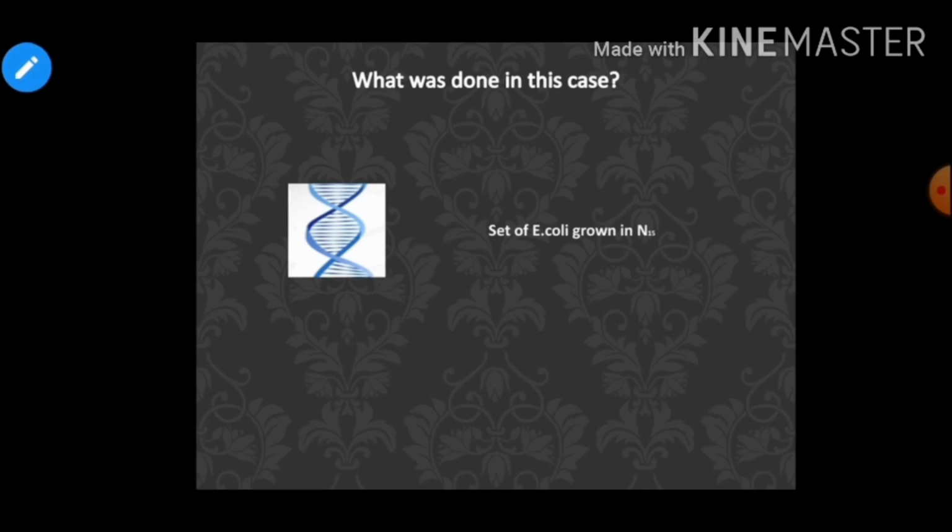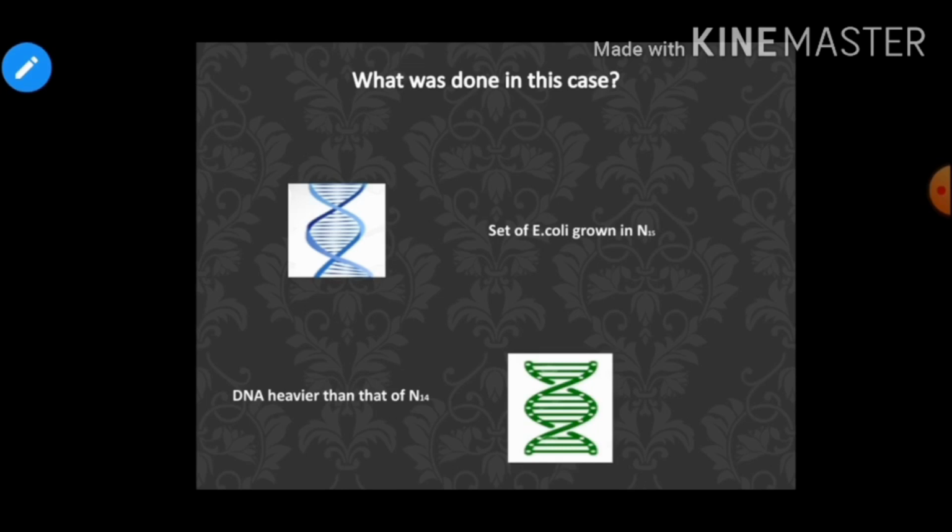So there was another set of E. coli which was grown in a medium of N14. So here again the DNA of this E. coli with N14, जो green color से दिखाया है. So it was observed that N15 DNA is heavier than N14 DNA.